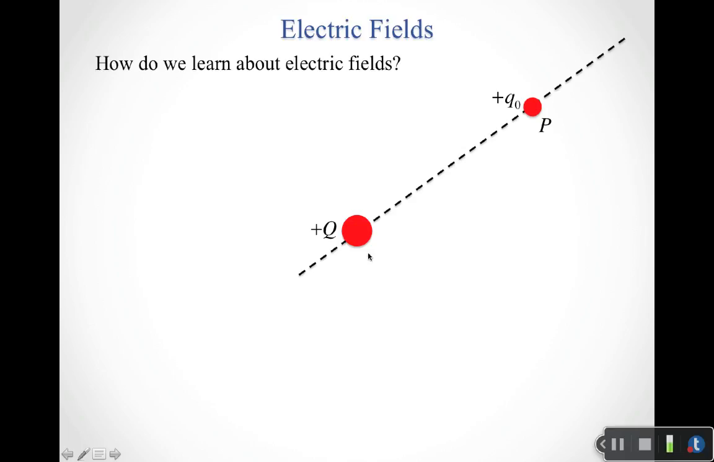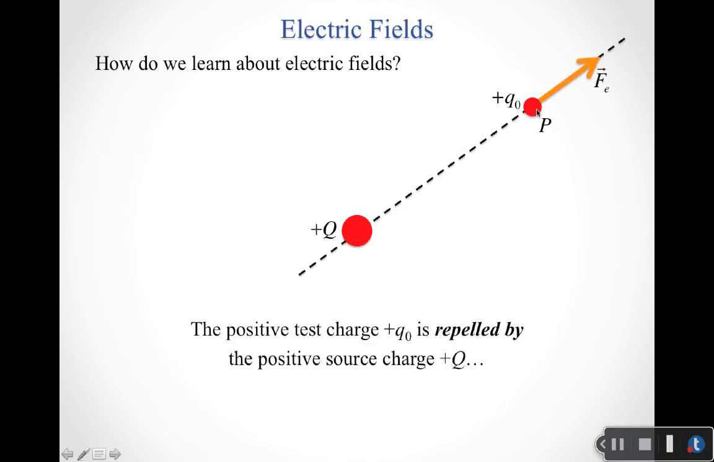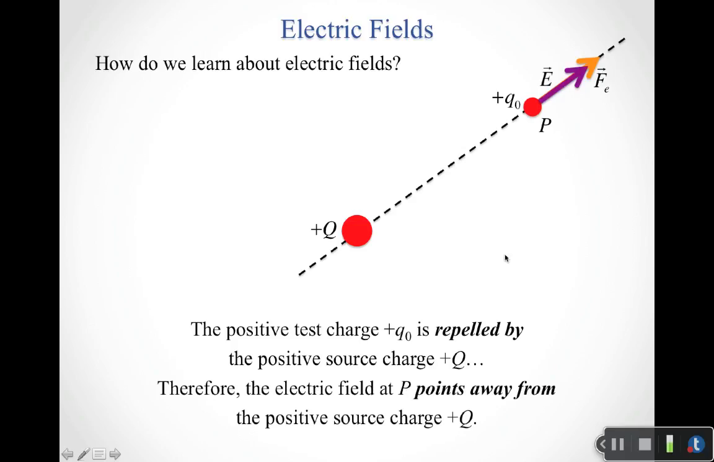So in our example, let's say that the charge big Q that we started with on our very first slide happens to be positive. If I were to put a positive test charge at my point P, it would be repelled. The electric force would try to push that positive test charge away. Since that's a positive test charge, the electric field has to point in the same direction. So the electric field at point P is going to point away from my positive source charge, big Q.